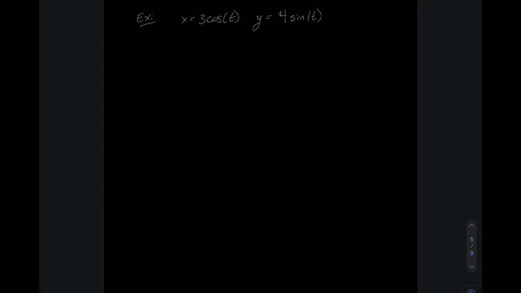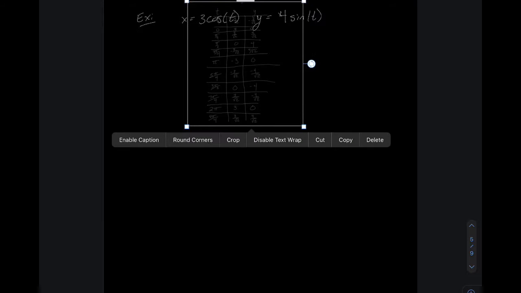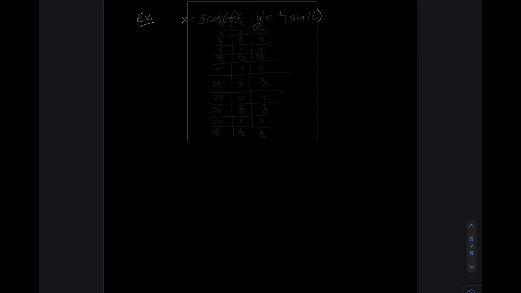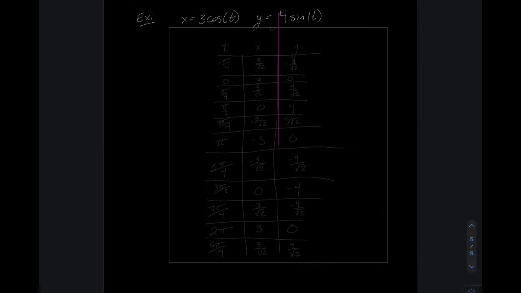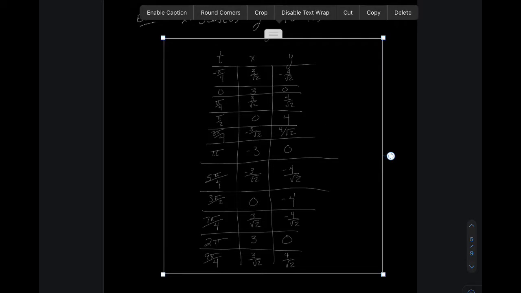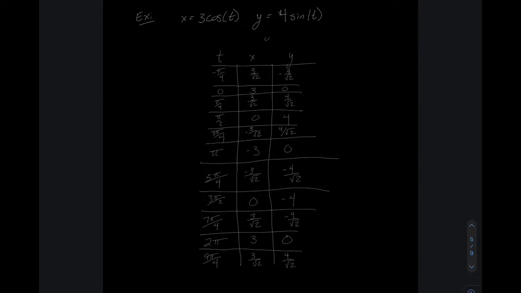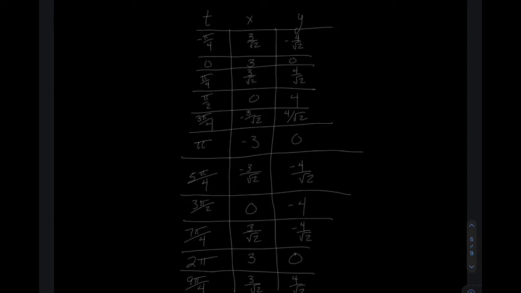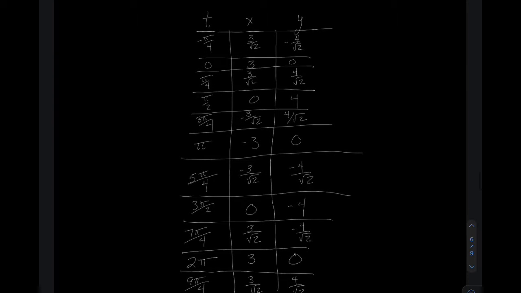And I did it from negative pi over 4 to 2 pi. You can do it from whatever value you want. I just figured that multiples of pi over 4 are probably the nicest to look at. And if you would like, you can pause the video and double check yours against this.